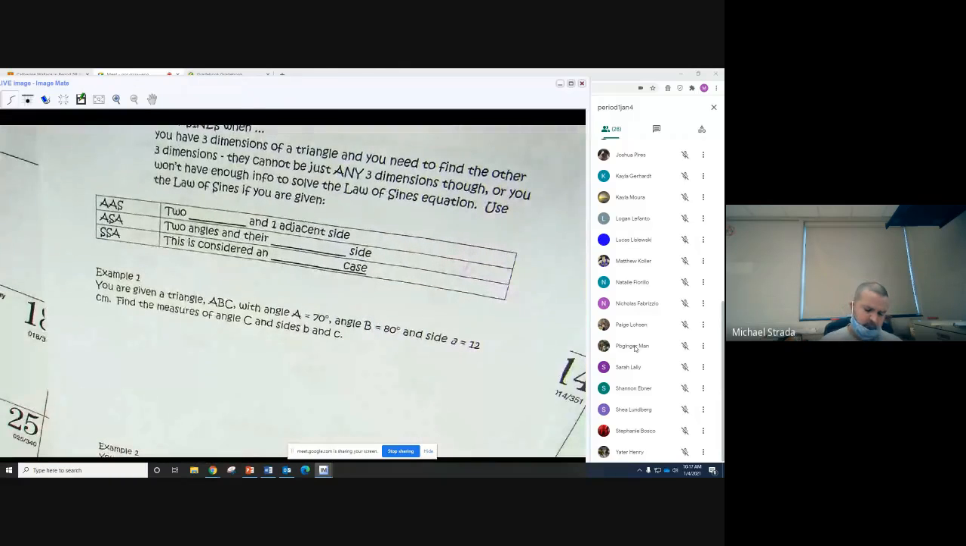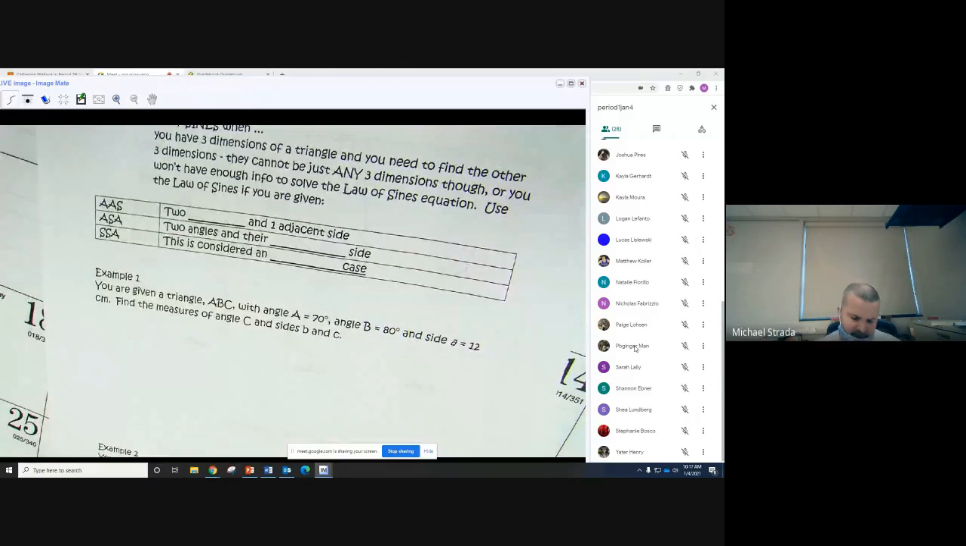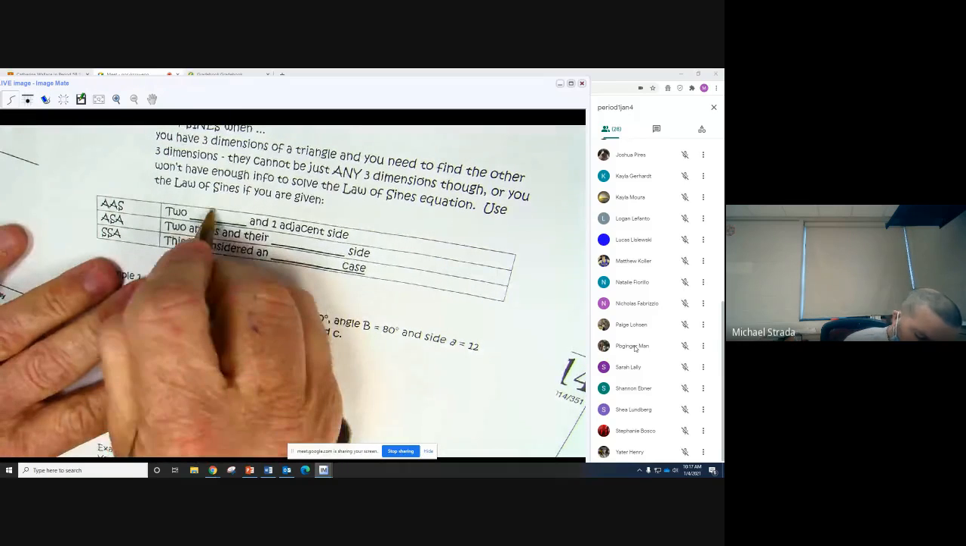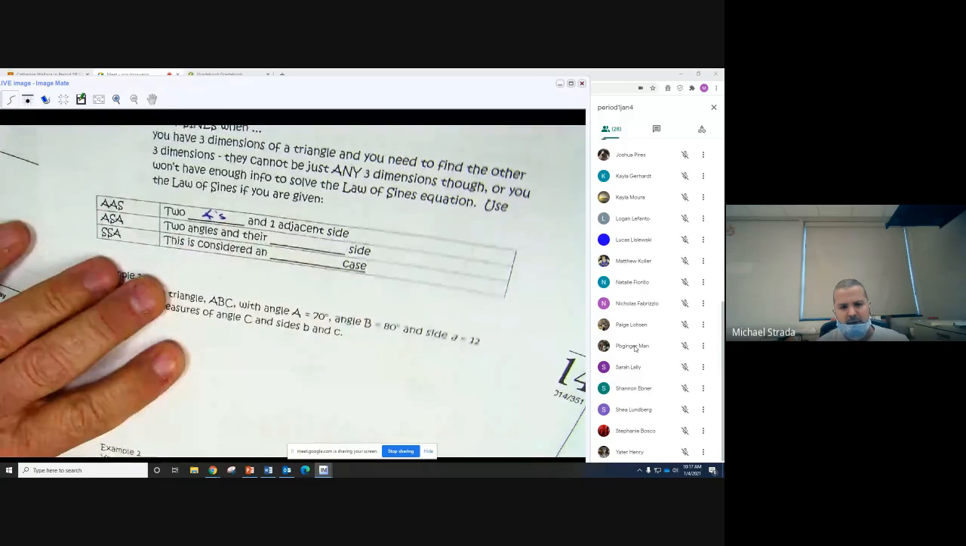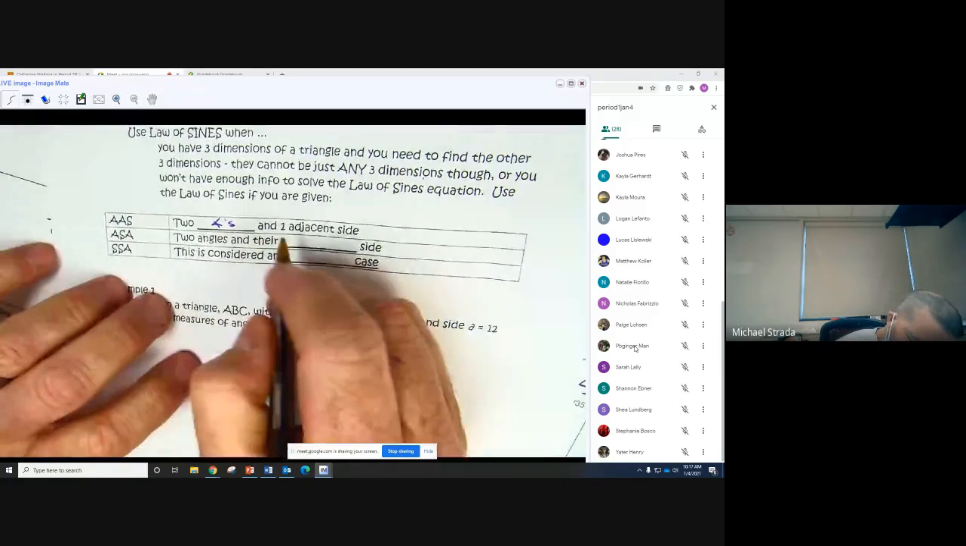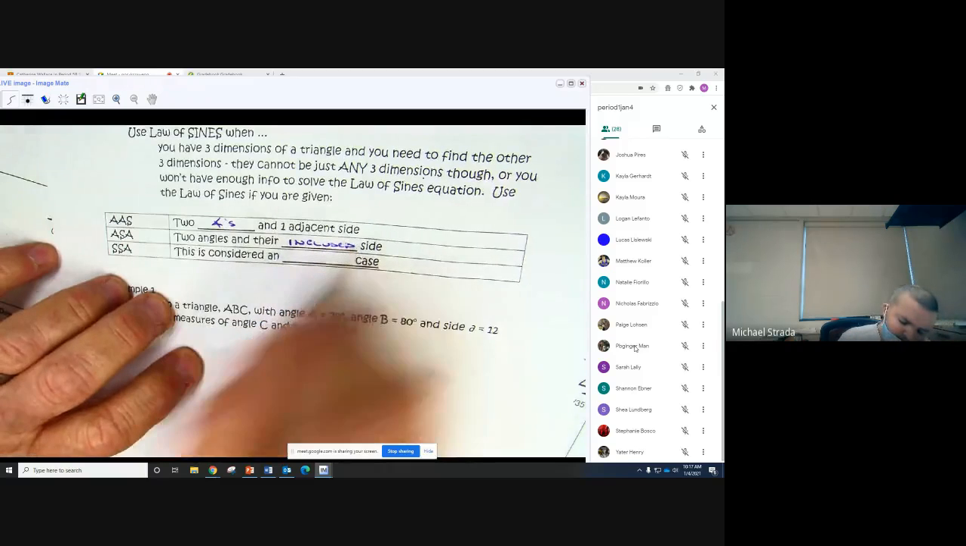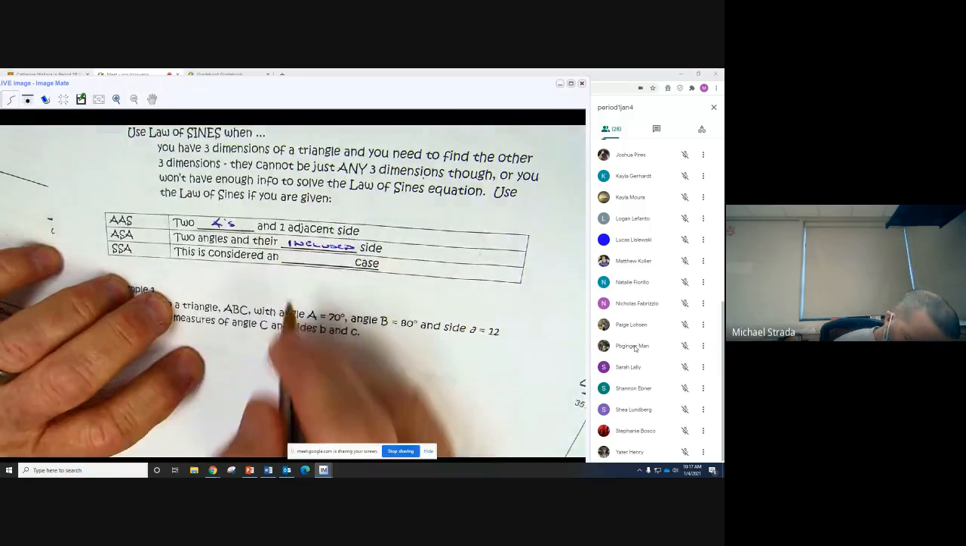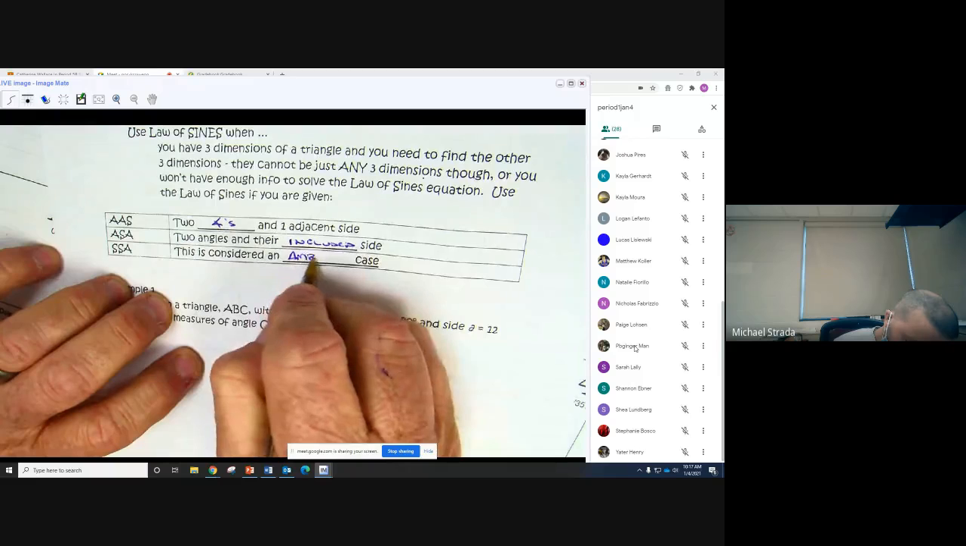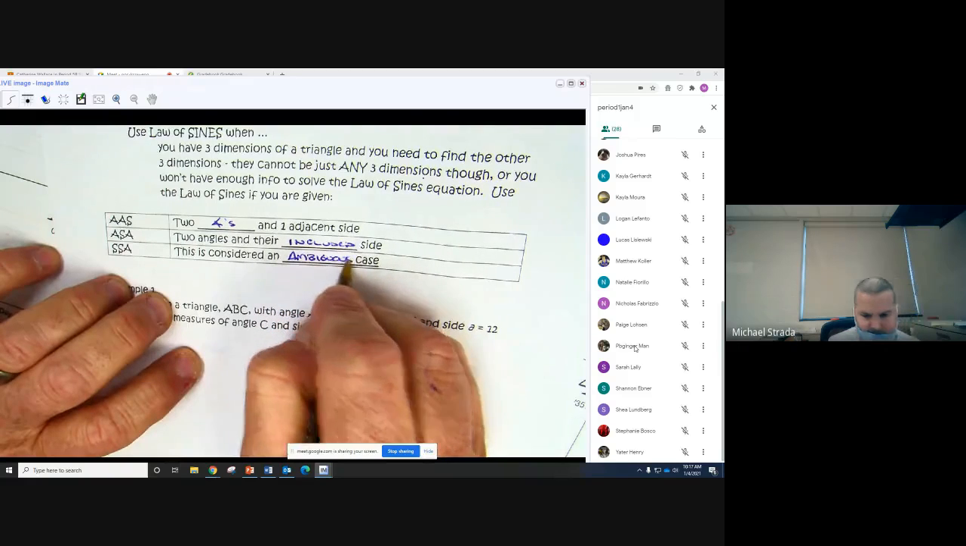We use law of sines when you have 3 dimensions of a triangle and you need to find the other 3 dimensions. They cannot be just any 3 dimensions, though, or you won't have enough info to solve the law of sines equation. Use the law of sines if you are given 2 angles and 1 adjacent side, 2 angles and their included side. And then SSA is what we consider an ambiguous case, which is what we will do tomorrow. That's going to be the trickiest part of this.